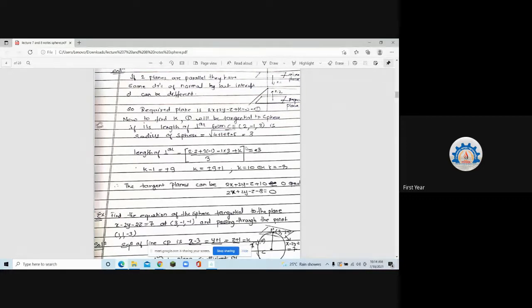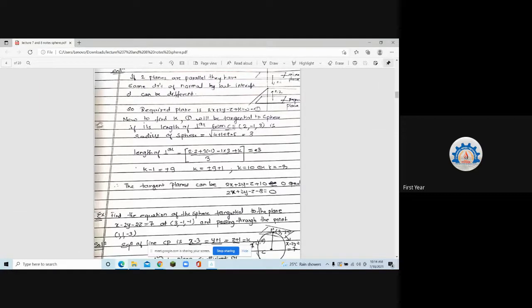So basically, what's the concept we have used? Again, the same thing. A plane is tangential to the sphere if the length of the perpendicular is equal to the radius of the sphere. Here I don't know whether the plane is touching at the top or the bottom, so I am taking the radius to be plus and minus 3, which will give me two values of k, and that's why I'll get two planes.